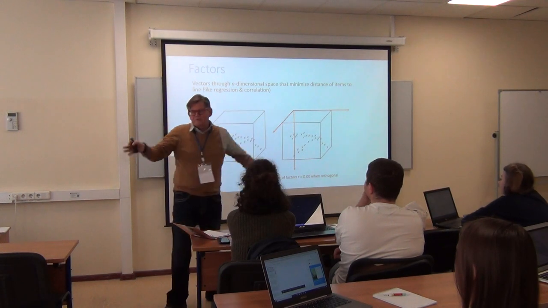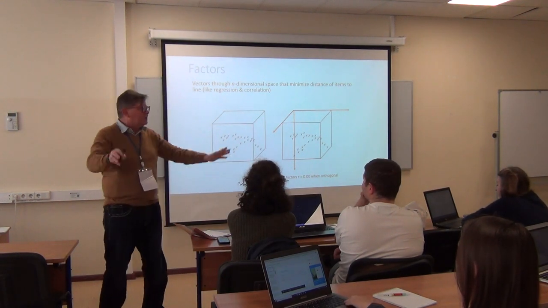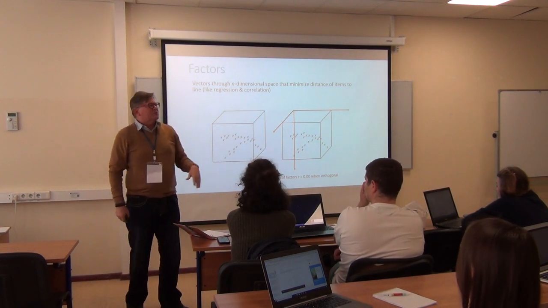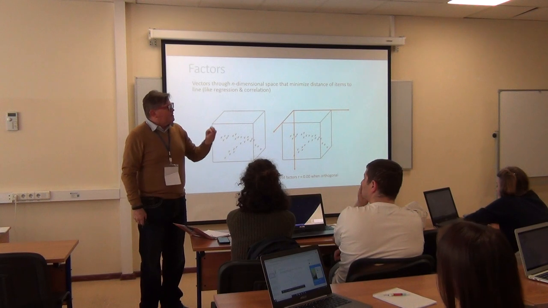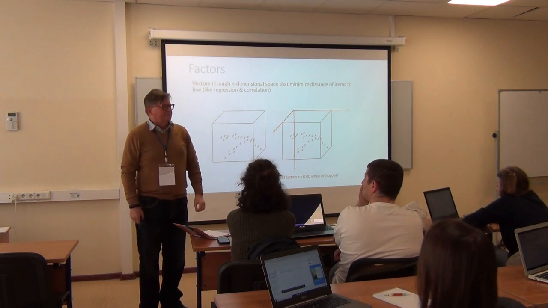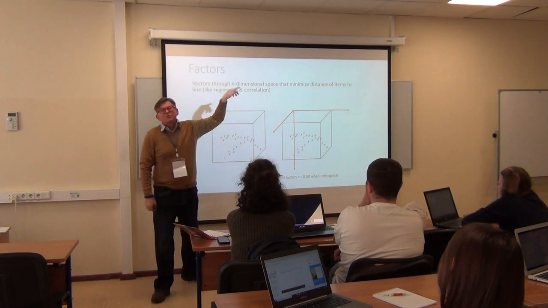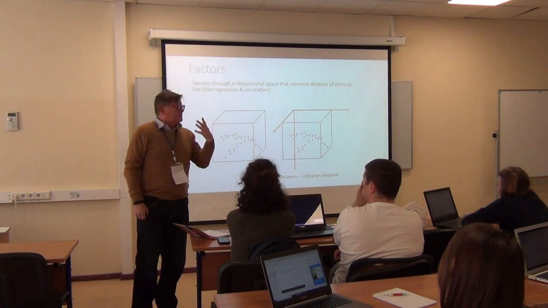All right, so Stephen Hawking says four dimensions we can work with. But in this correlation matrix, there's actually one dimension for every variable. And so that's why we use the expression n dimensions. So for every variable, there's a dimension.